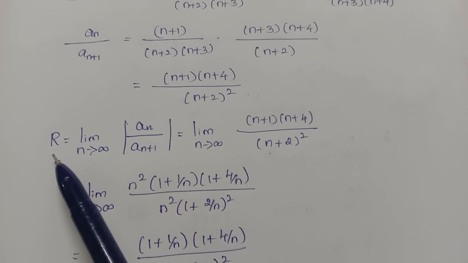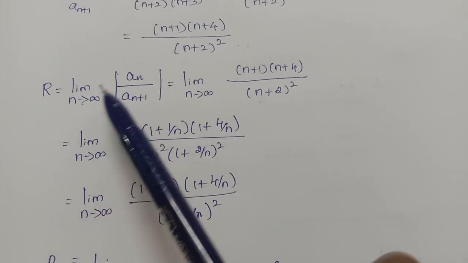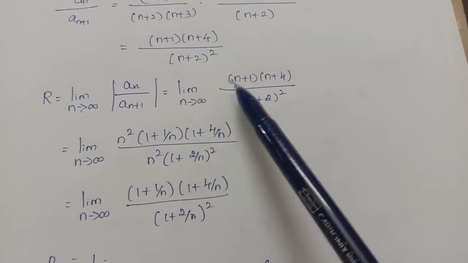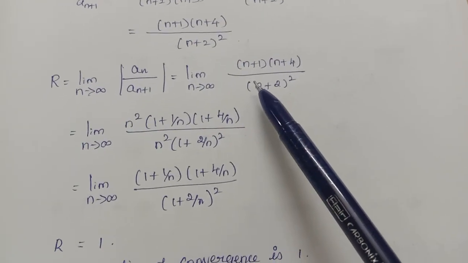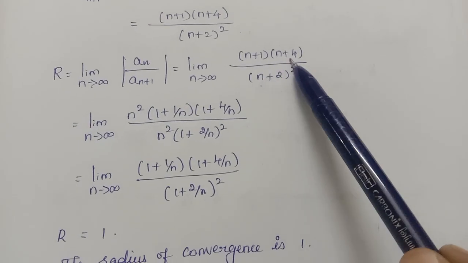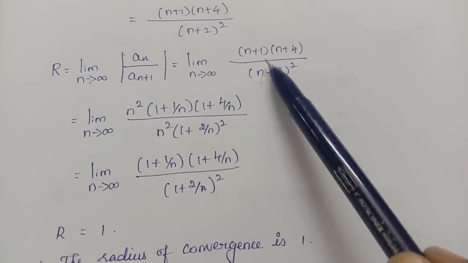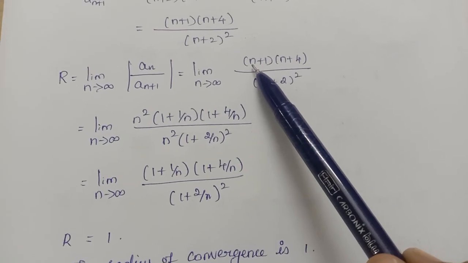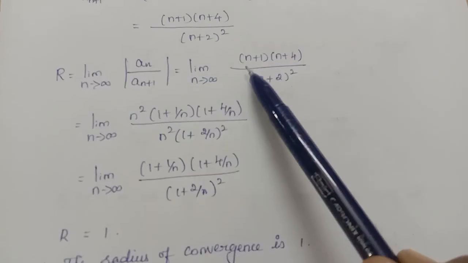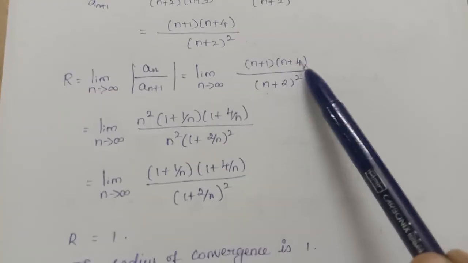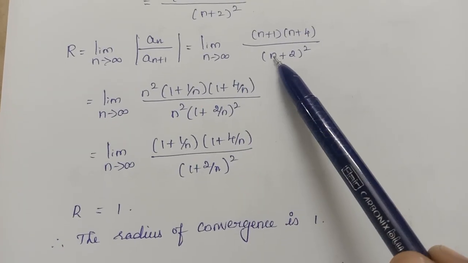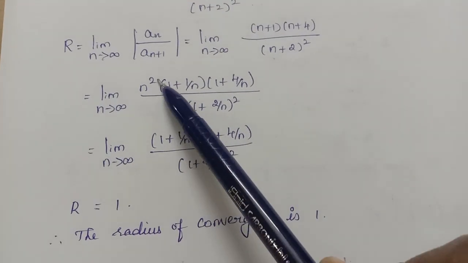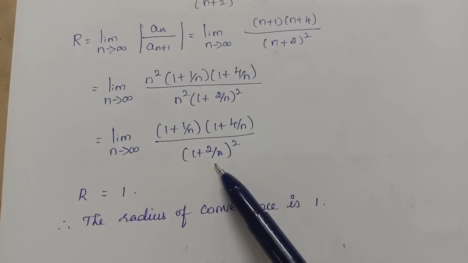Now the radius of convergence r equal to limit n tends to infinity modulus an by an plus 1. So equal to limit n tends to infinity. Since we have only n terms, I am omitting the modulus: (n plus 1) into (n plus 4) by (n plus 2) the whole square. Now you take n outside this, and from this also you take n outside. So it will be n square into (1 plus 1 by n)(1 plus 4 by n). Here also you take n outside, so it will be n square into (1 plus 2 by n) the whole square. So that this n square gets cancelled, we will be having this term alone.